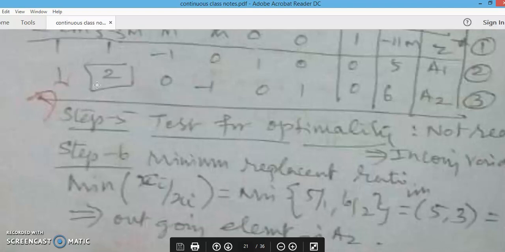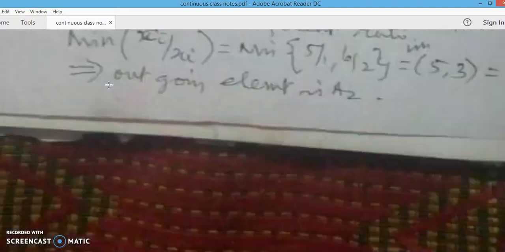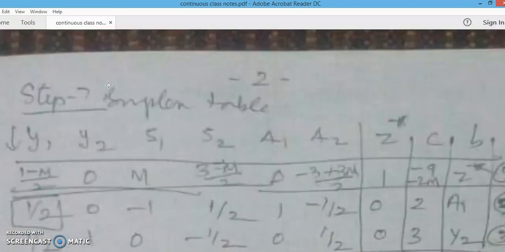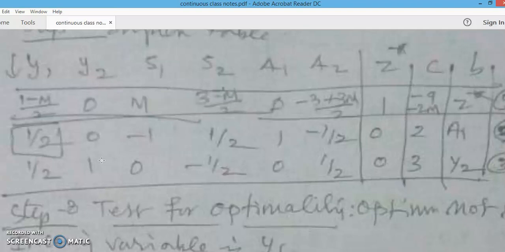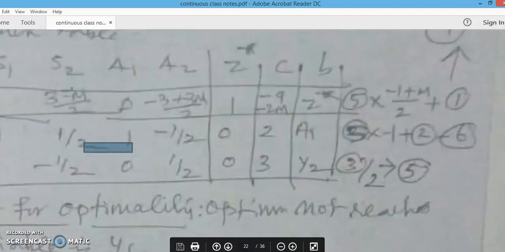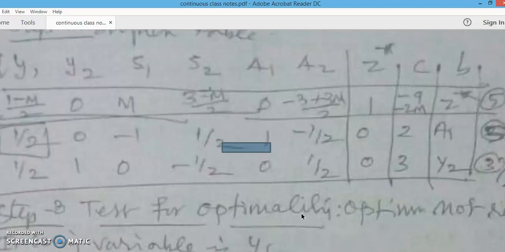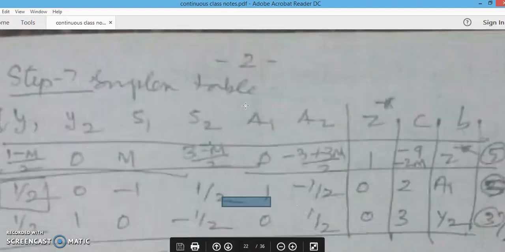This is the pivotal element; we have to make it 1, and here we have to make it 0, here also we have to make it 0. That's what the next step comes here. Okay, so this is what we have to do there. Now this is the formula that we have to understand. Now look at that.